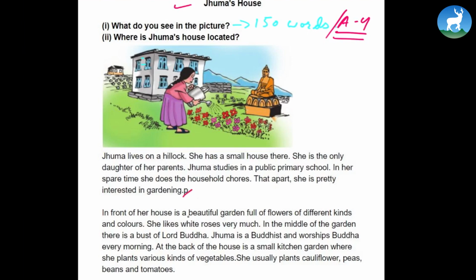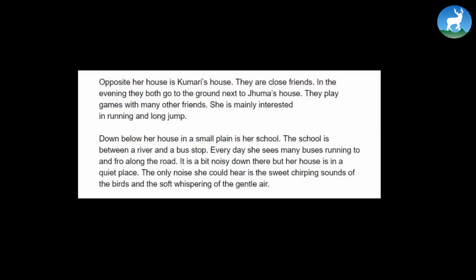In front of her house is a beautiful garden full of flowers of different kinds and colors. She likes white roses very much. In the middle of the garden, there's a bust of Lord Buddha. Juma is a Buddhist and worships Buddha every morning. At the back of the house is a small kitchen garden where she plants various kinds of vegetables. She usually plants cauliflower, peas, beans, and tomatoes. So it's all about how Juma lives on a hillock, alright? Opposite her house is Kumari's house.